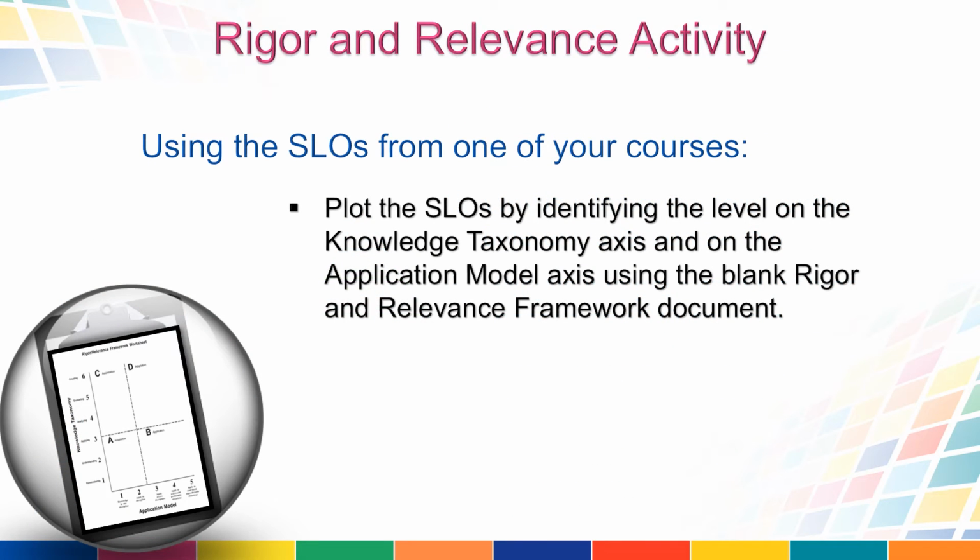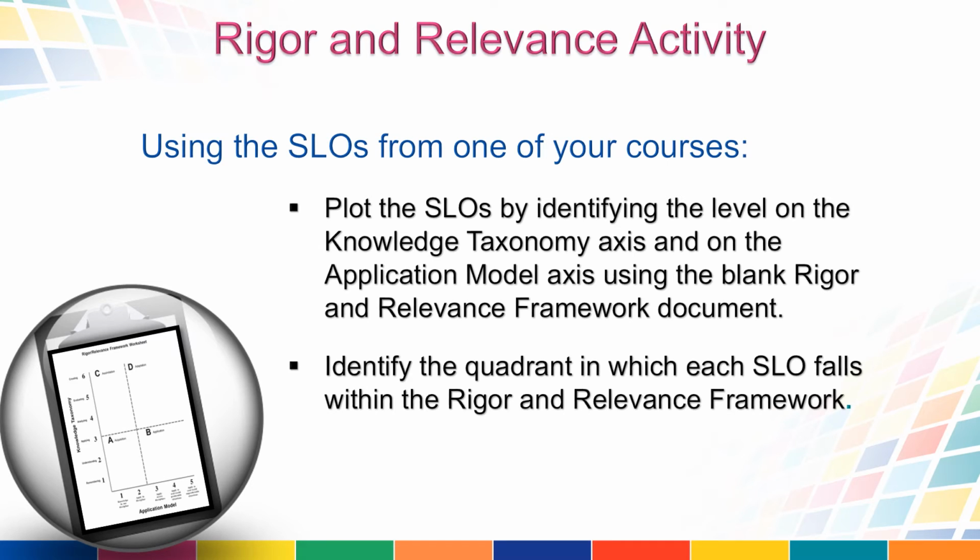Now we are going to personalize this training session by using the student learning outcomes from one of your courses. Select one of the courses and locate the student learning outcomes. Then, plot each SLO on the blank Rigor and Relevance framework document found in the Documents folder above this video. Determine the quadrant in which each SLO falls on the framework.